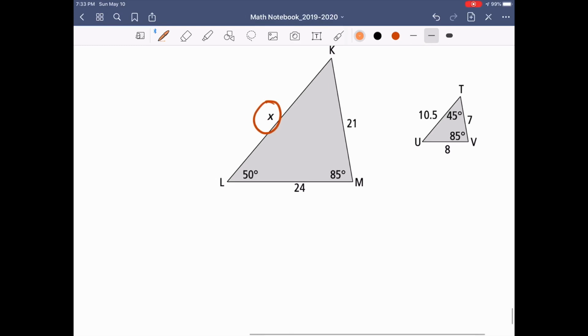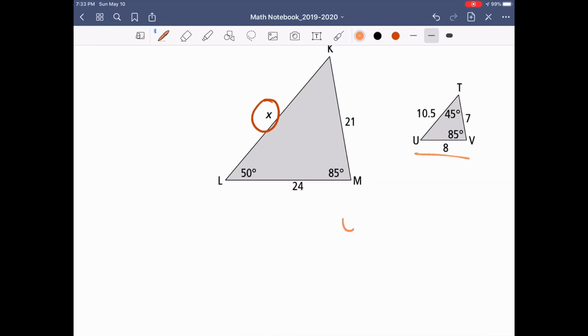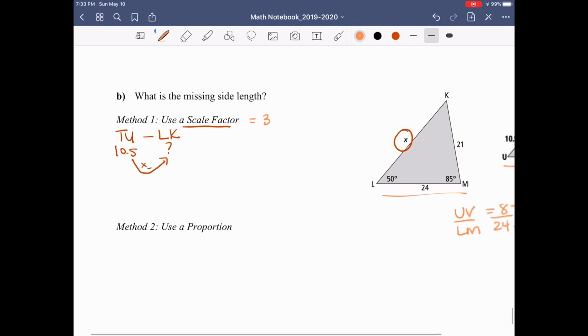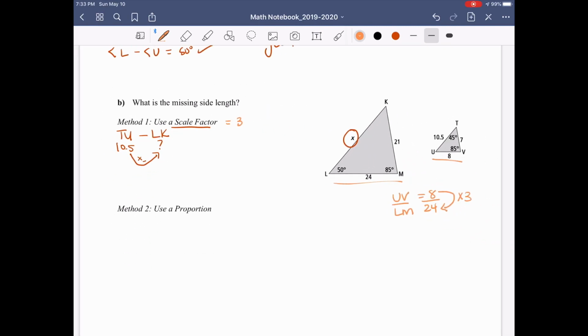So if we look here, we know that side UV corresponds to side LM. UV is 8, LM is 24. To get from UV to LM, we multiply by 3. So the scale factor is 3. So to get our missing side, all we have to do is take 10.5 times 3, and that will give us 31.5, which is our missing side length of X.